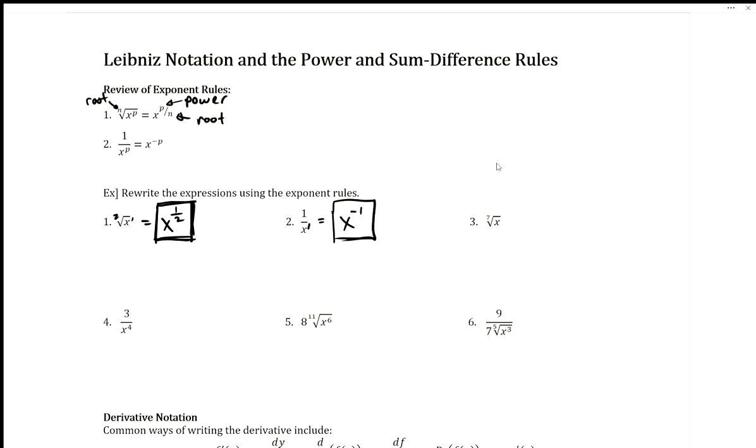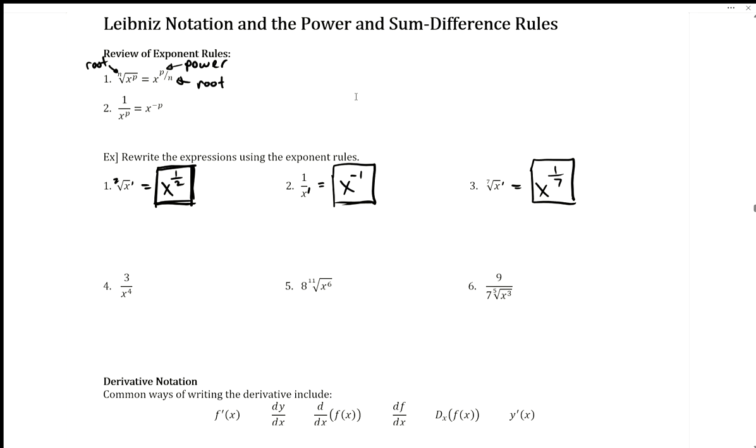Our third one, we have the 7th root of x. So again, there's a little 1 power on that x if we need it. And then now we can rewrite it. 1 is the numerator's power, and the 7 is the root, so that would be in the denominator. So it'd be x to the 1/7. And that's it. These are pretty nice.